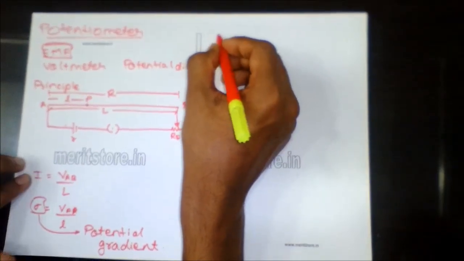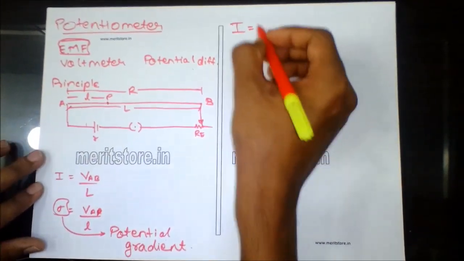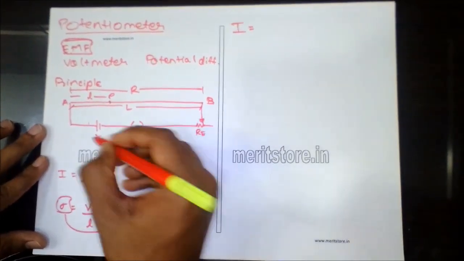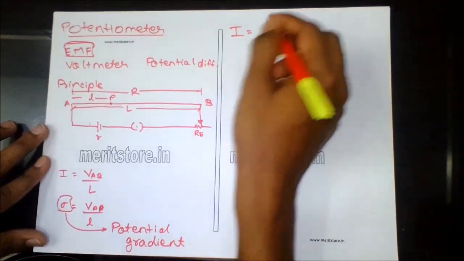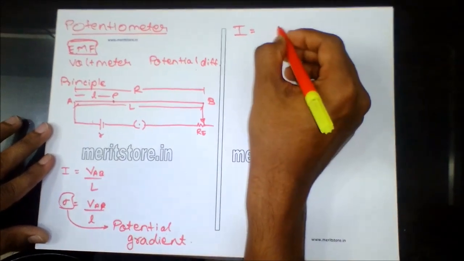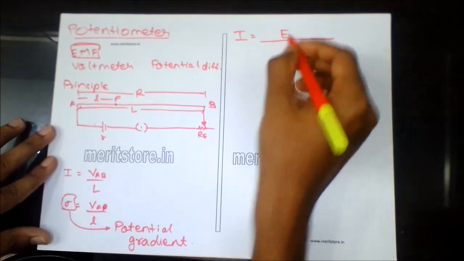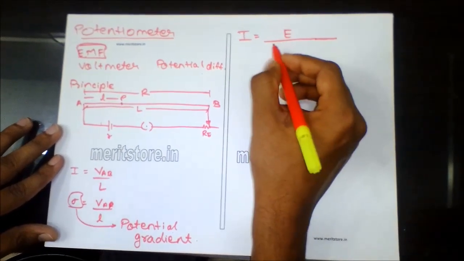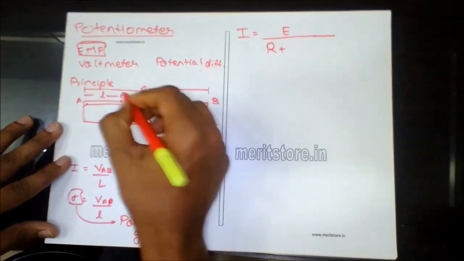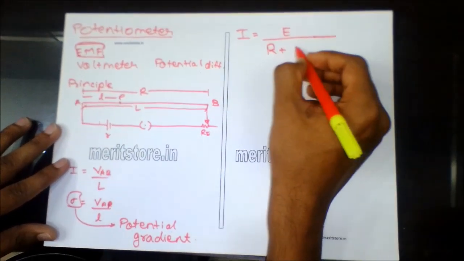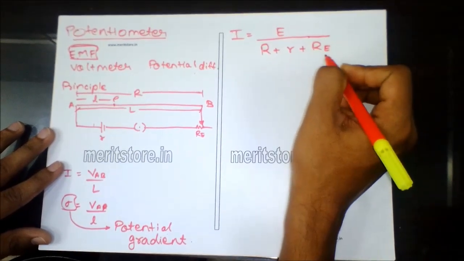The total current flowing through the entire circuit, considering the internal resistance of the cell as well as the small resistance that the rheostat provides, is I equals the total EMF, which is the term we generally need to find out, divided by R, the resistance of the potentiometer wire, plus the small internal resistance of the cell and the resistance of the rheostat.